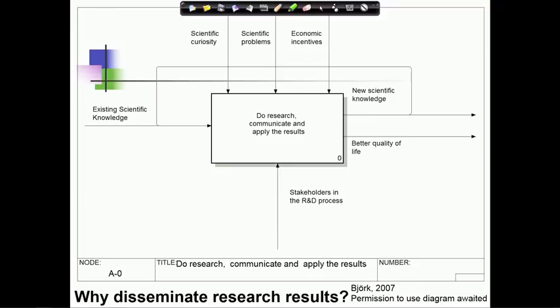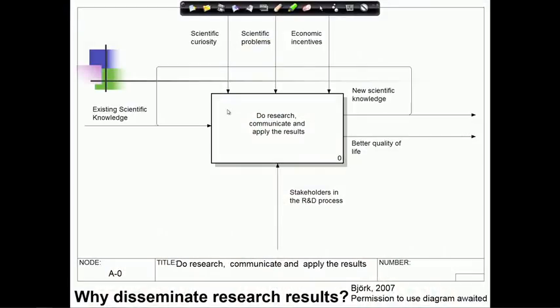There are economic incentives, somebody pays you to do research, you join as a researcher, there is a fellowship to help you grow. Stakeholders, pharmaceutical companies will pay you money to conduct research, they will sponsor your research, maybe the scientific research organizations could be sponsoring your research, research and development wings of various other companies could be partners in this. So, you create new scientific knowledge and you want to create better quality of life. So, you do research and you communicate and apply the results.